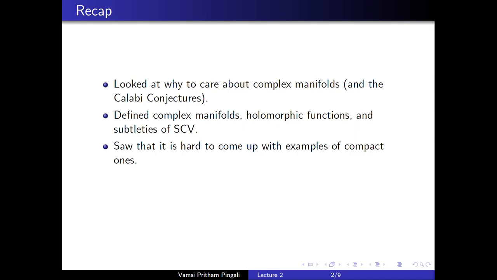So using the quotient construction, we came up with tori, complex tori, projective spaces, and the Hopf surface. All of these are compact complex manifolds.